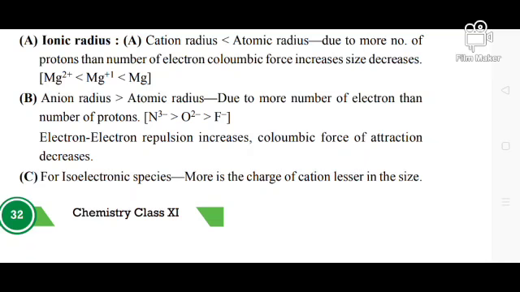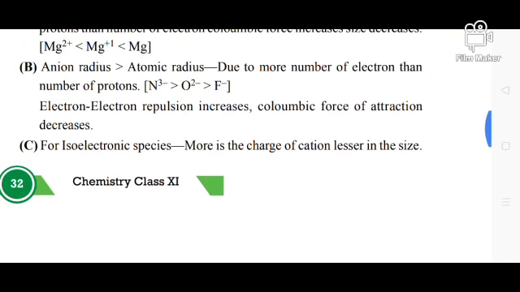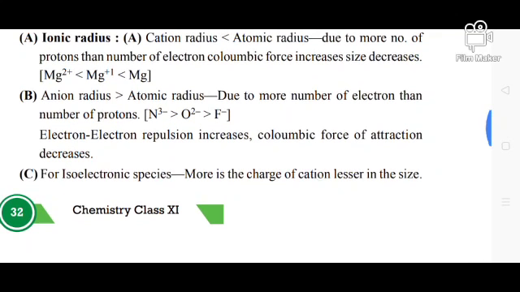As the electron number increases, the ionic radius goes on increasing. Okay, so come to the next example. The anionic radius is greater than the atomic radius, due to the greater number of electrons than the number of protons.